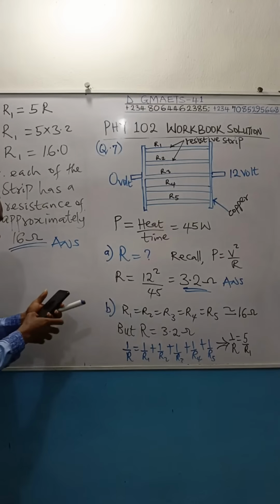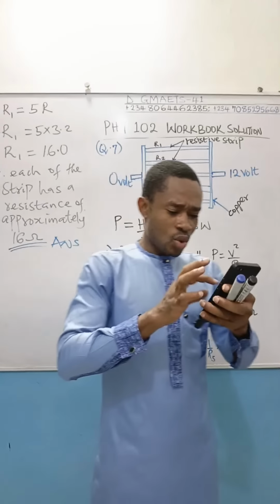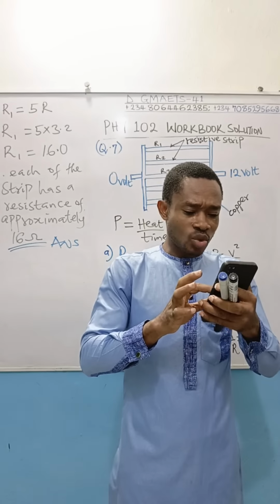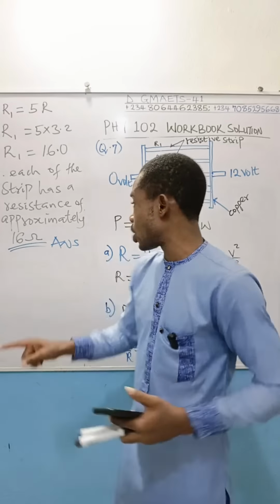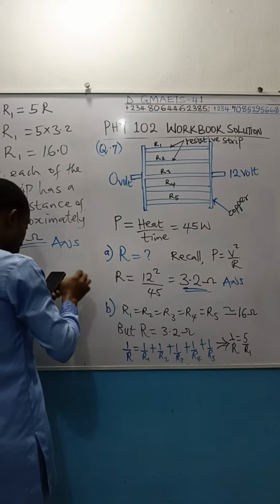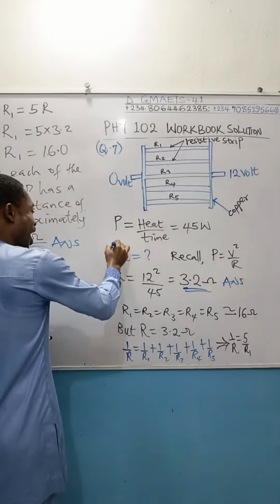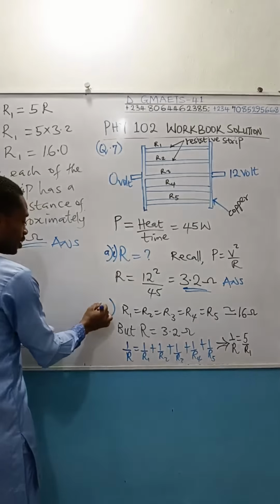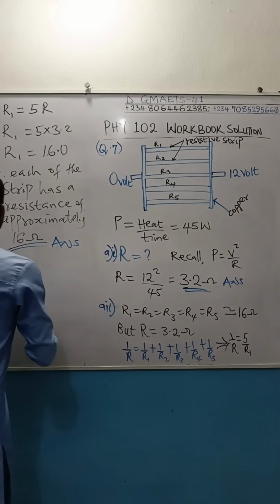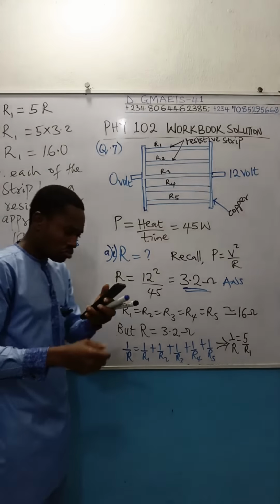All right, let's move on to the next question. The next question is B part of the question. Please, this one is II. This particular question is AI, and then this one is AII. Then the B part of the question, let us see what we are asked to calculate.